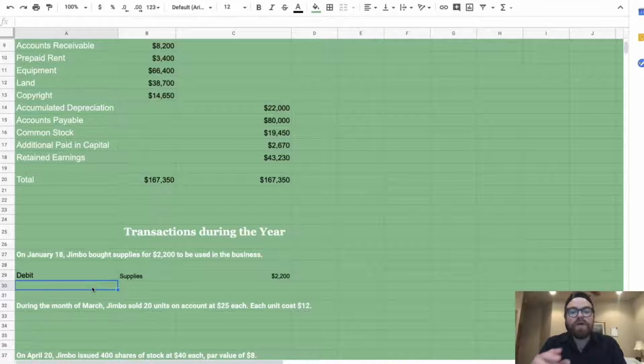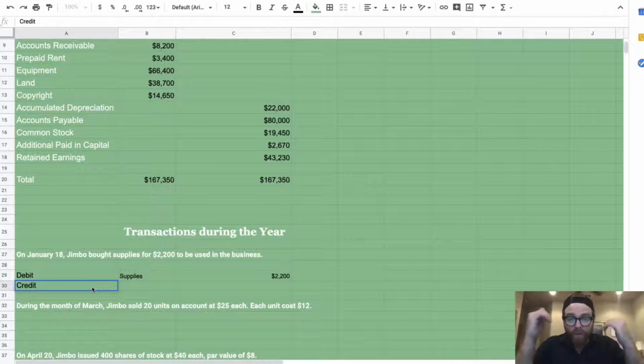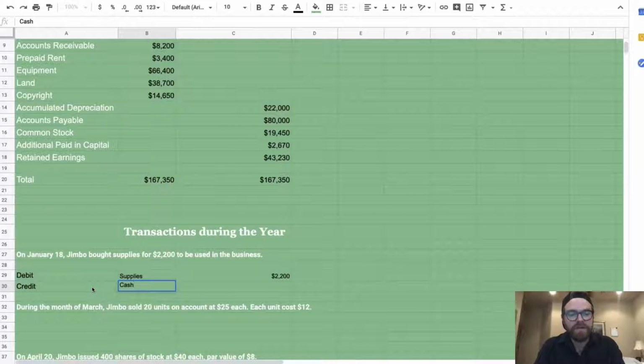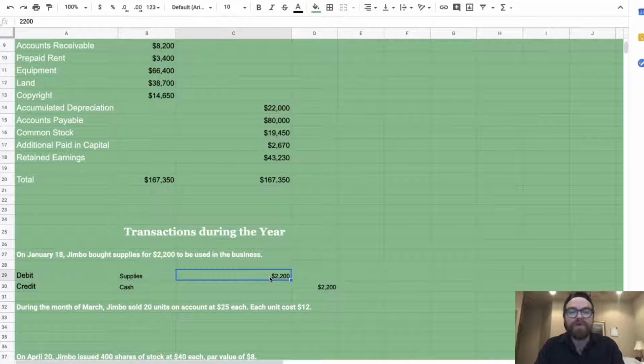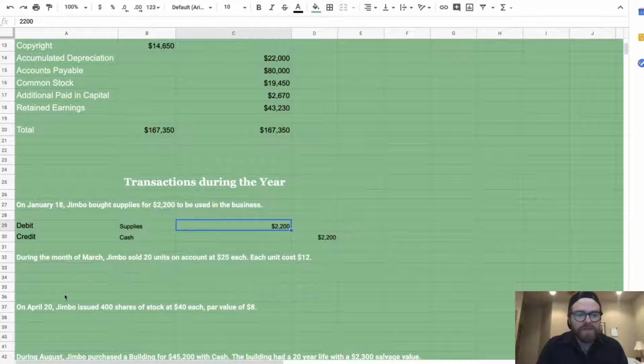And then we paid for it though, right? We paid for it in cash. So what's going to happen is since assets are going down, cash is going down, we're going to credit cash here for $2,200. And I indent this number here because debit always goes first to the far left and then cash will go to the right. That's how journal entries work here, especially in Excel. So not too bad. Let's go and try the next one.